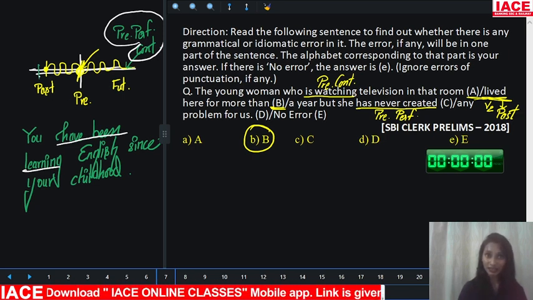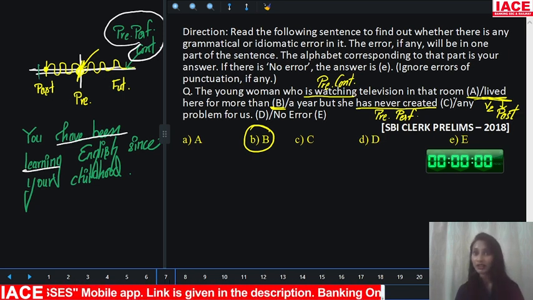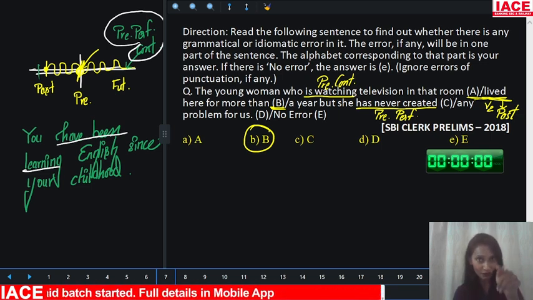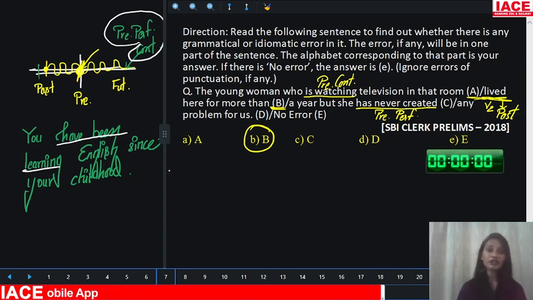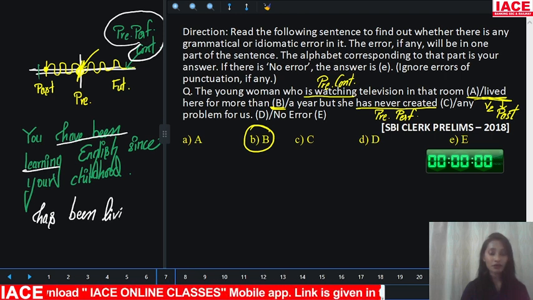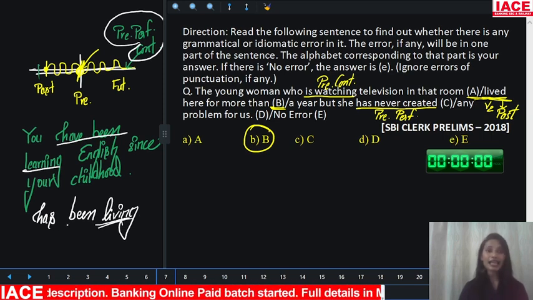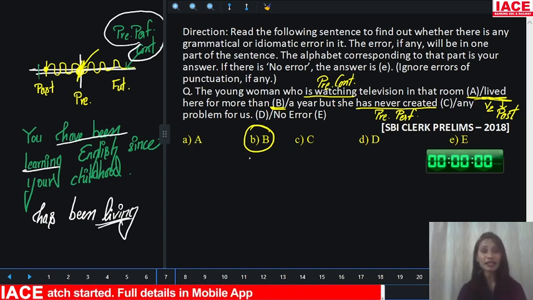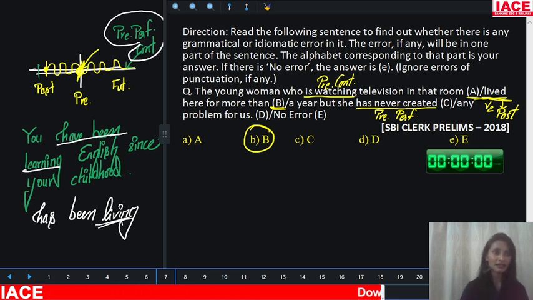Because the action started in the past, continuing in the present. So what we require here for the woman who is watching television in that room is, instead of lived, you have to write has been living. Has been plus V4, present perfect continuous. Has been living here for more than a year, but she has never created till now. Never created. Has plus V3, till now, present perfect. So your answer is option B.